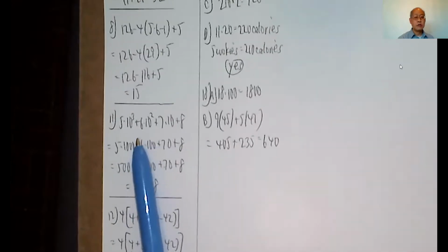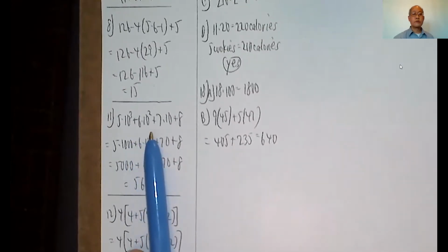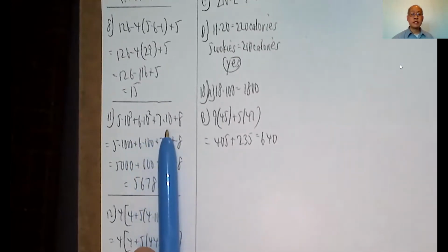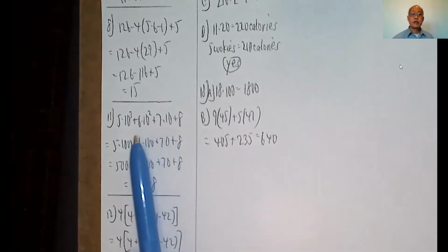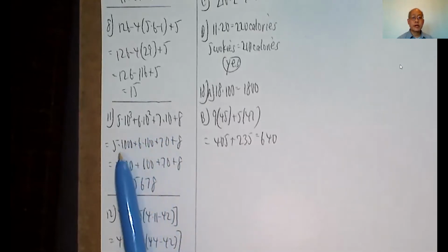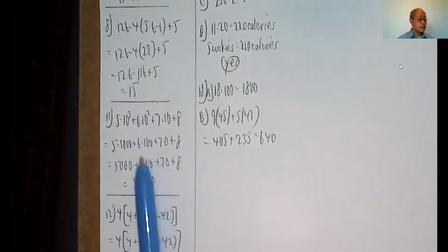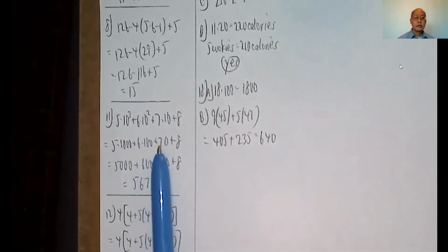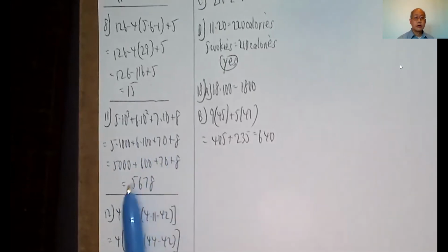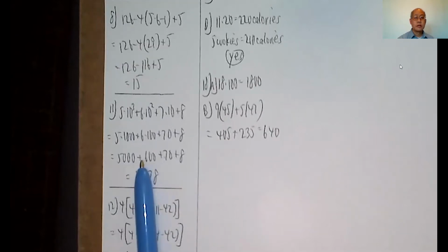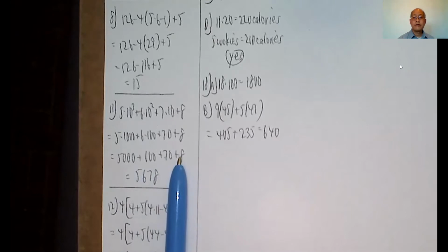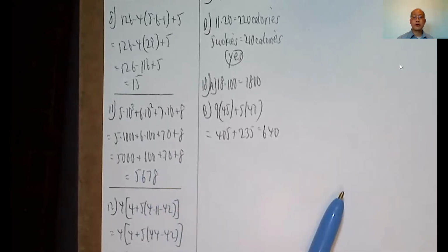5 times 10 cubed plus 6 times 10 squared plus 7 times 10 plus 8. So I do all the exponents first. 10 cubed is 1,000, so 5 times 1,000. 6 times 100, 70, and 8. So this is 5,670, and 8. So if you add them all up, it's just 5,678. So let's go for that. And type that in.